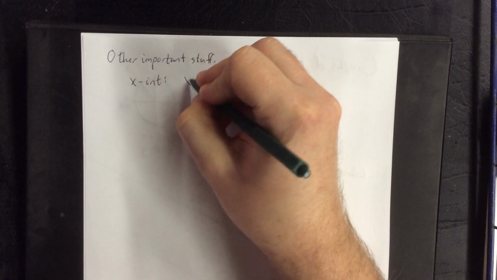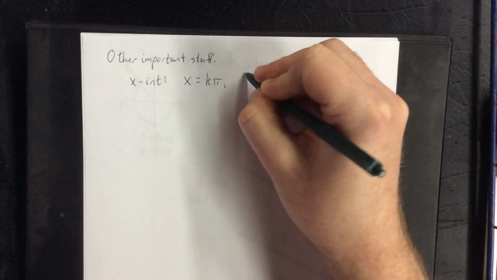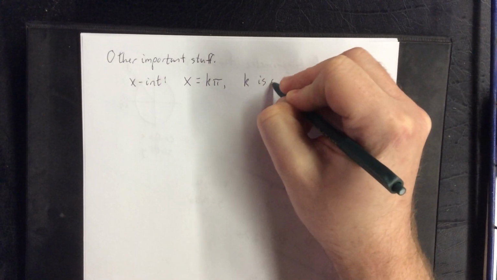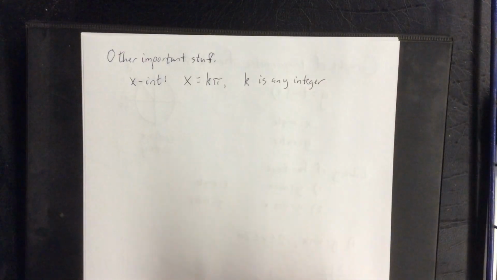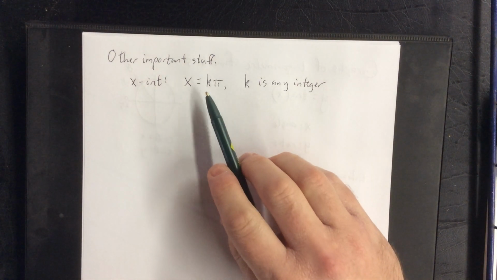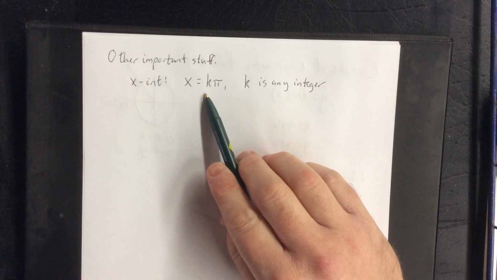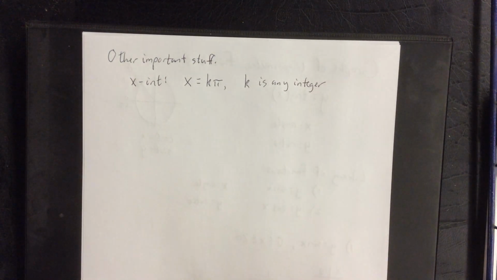The first one occurs at x equals 0, and then we get x equals pi, and then 2 pi, and 3 pi, and 4 pi, and so forth and so on. In fact, this will have an infinite number of x-intercepts, as it will strike the x-axis an infinite number of times. So the way that we express 0 pi, 1 pi, 2 pi, 3 pi, 4 pi, 5 pi, etc. is we simply say k pi, where k represents any integer.